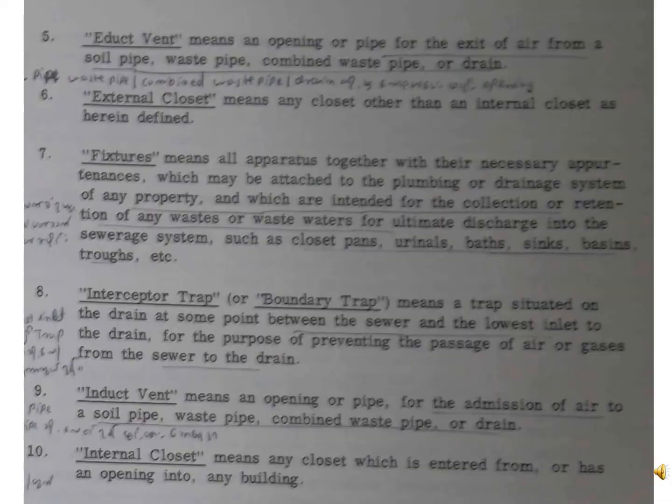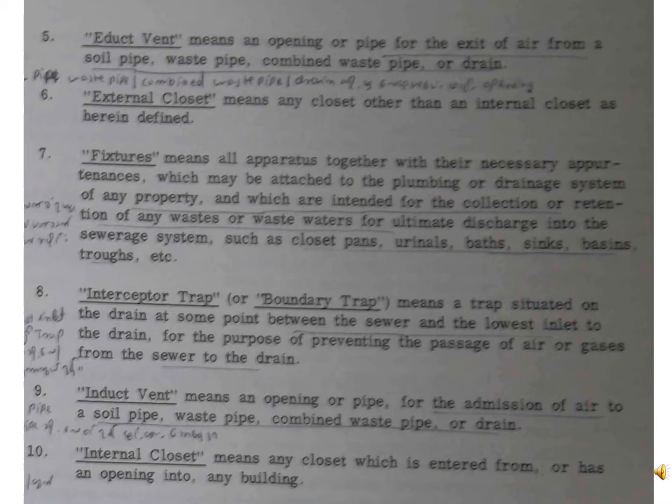Either vent means the opening of pipes for releasing the air from the soil pipe, waste pipe, and the combined waste pipes or the drain. So from the combined soil pipe or waste pipe or combined waste pipe, if you want to release the air, you have to utilize the either vent pipe.